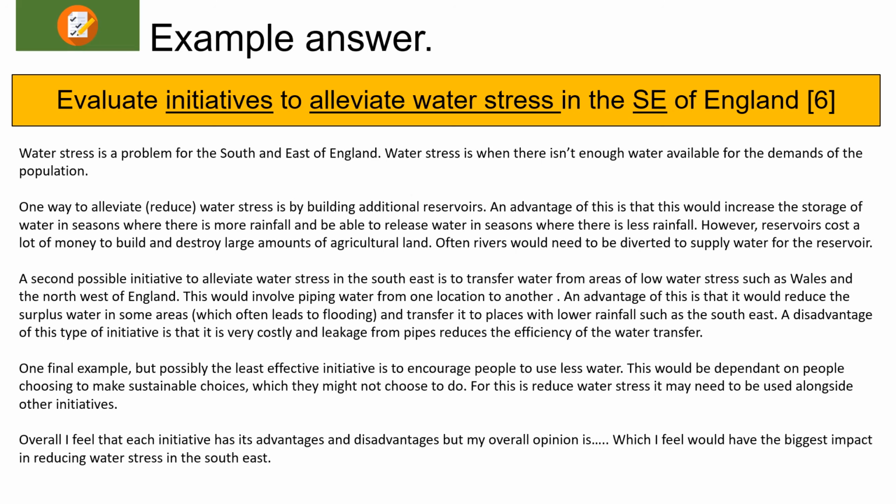One final example, but possibly the least effective initiative, is to encourage people to use less water. This would be dependent on people choosing to make sustainable choices which they might not choose to do. For this to reduce water stress, it may need to be used alongside other initiatives. Overall, I feel that each initiative has its advantages and disadvantages, but my overall opinion is blah blah blah, which I feel would have the biggest impact in reducing water stress in the southeast.